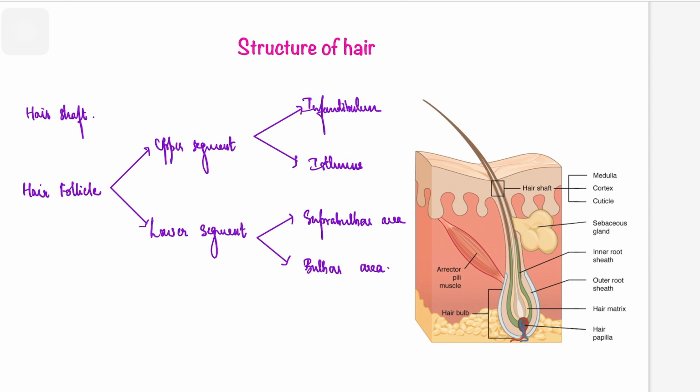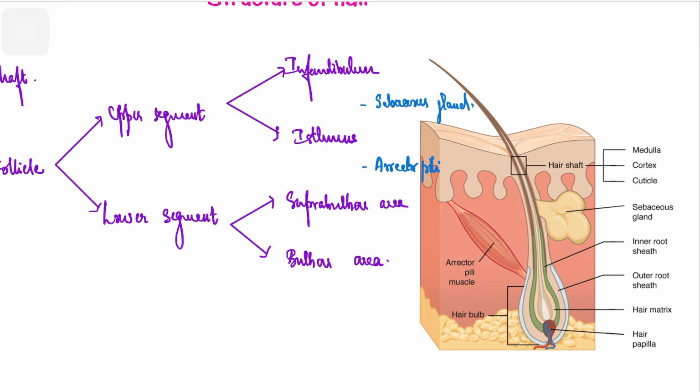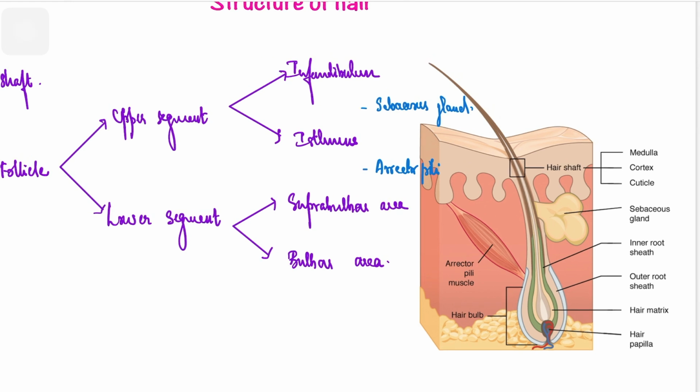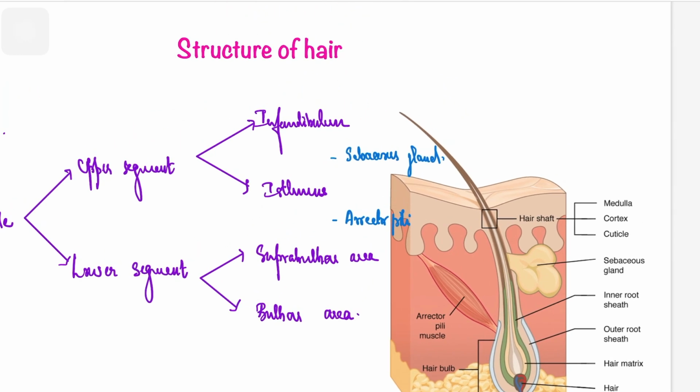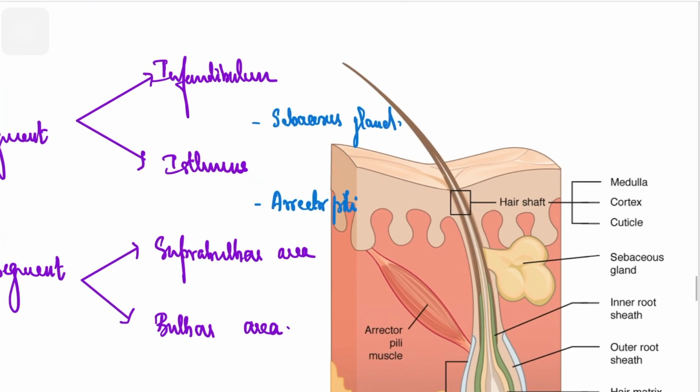Between the infundibulum and isthmus, you have the attachment of the sebaceous gland, and between the isthmus and suprabulbar area, it is the erector pili. Suprabulbar is a small area which is seen above the bulb. The bulbar area contains the hair matrix, and this is the area where the cells multiply and develop into a hair.